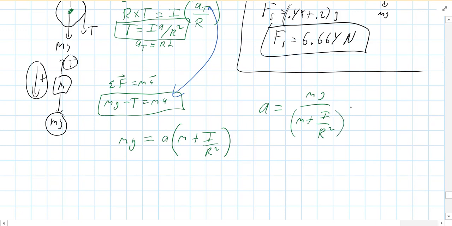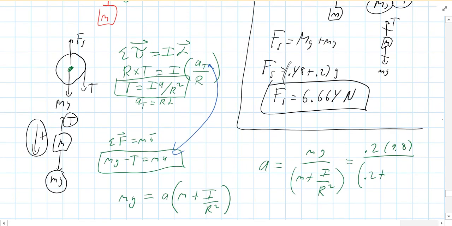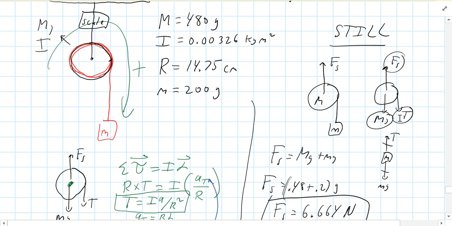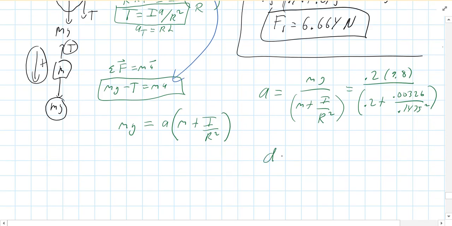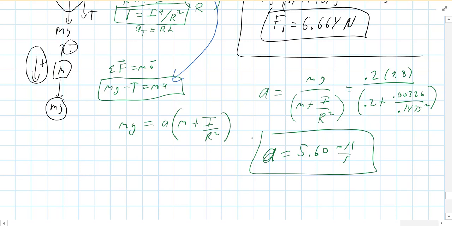And I have numbers for all of that stuff, right? Little m is 0.2, g is 9.8, over, on the bottom, 0.2 plus I, which is that really small number I gave you guys, 0.00326, over the radius, which is 14.75 centimeters or 0.1475, and I have to square that radius. If you do all that, my calculator spits out 5.60 meters per second squared. So that's the downward acceleration of this little block right there.